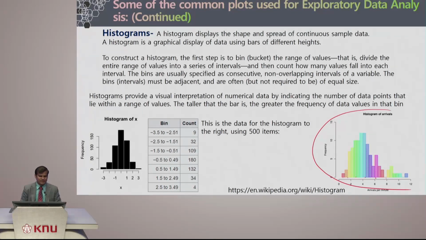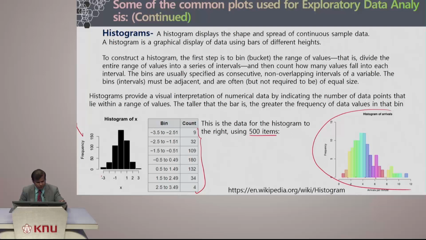To understand further, let's see this example here. So we are given the data of a histogram using 500 items here. So this is the count, 500 is given to us, count is 500. With that we are given this plot here.